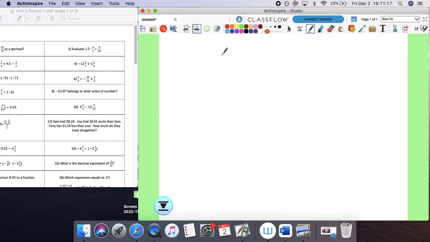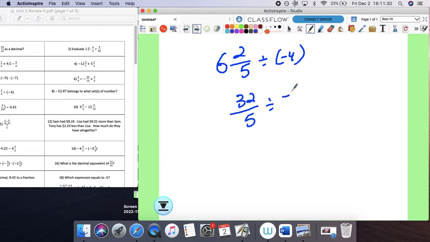Again, you have a calculator. 6 2/5 divided by negative 4. Let's change that to a multiplication. So first of all, I'm going to change this to an improper fraction. I get 32 over 5 divided by negative 4 over 1, right? Just write that as a fraction. So 32 over 5 times 1 over negative 4.